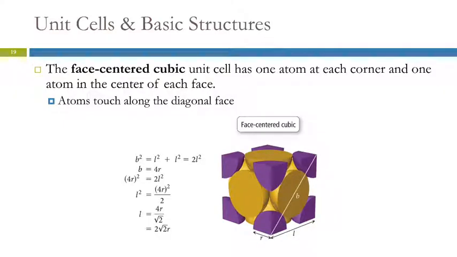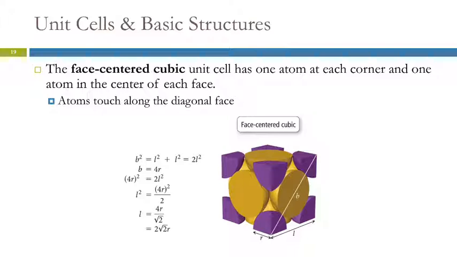Face-centered cubic. So here when we look at this cubic unit cell, on each face, we have the center of an atom. Body-centered cubic, in the center of the whole thing was one atom. Here we've got them centered on the faces.